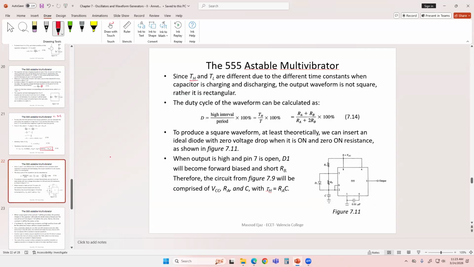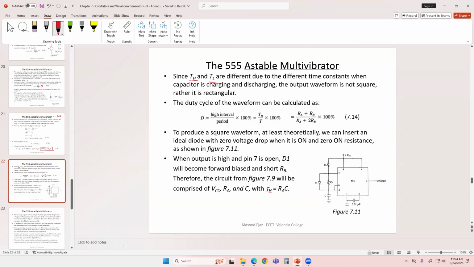The high time and low time are different, because the capacitor discharging and charging circuits are different. They're not the same circuit. Tau L and tau H both are different. Therefore, TL and TH are different as well.